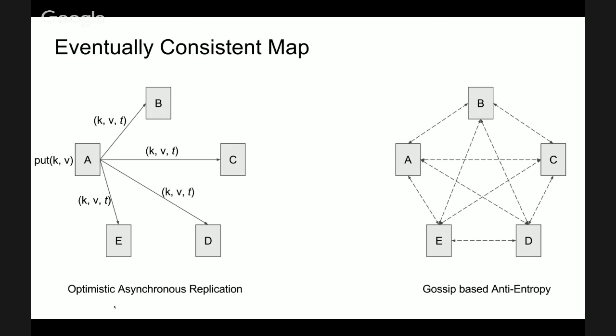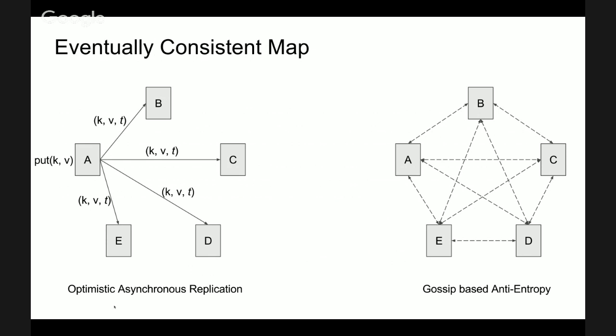So let's look at some of these primitives. This will make it clear how the cluster that we set up works together to manage some of this state. Let's look at the example of an eventually consistent map. As the name suggests, this provides a map abstraction, so it provides a put get API.